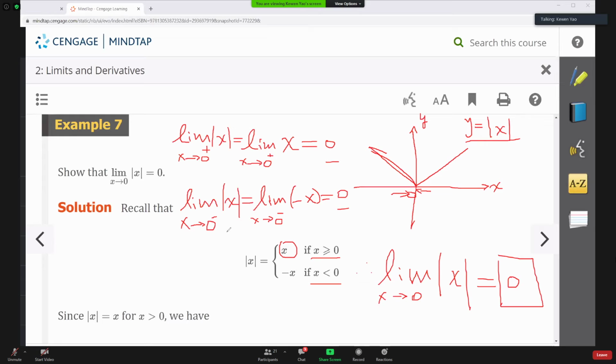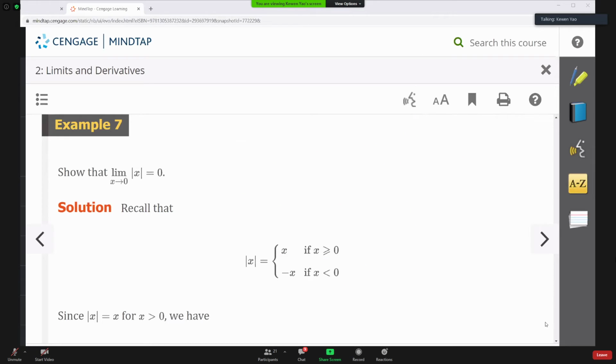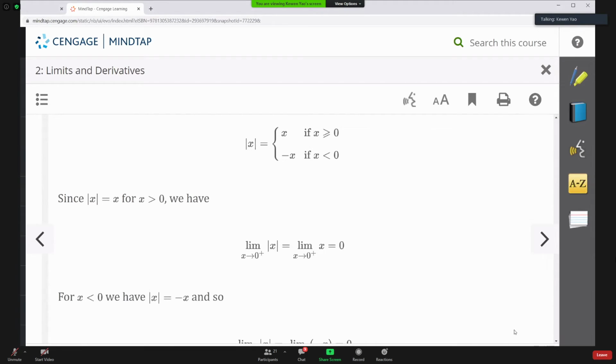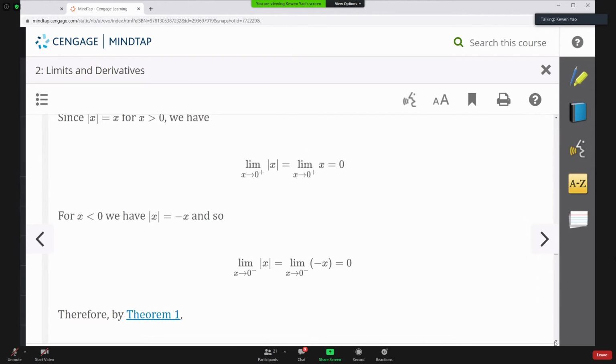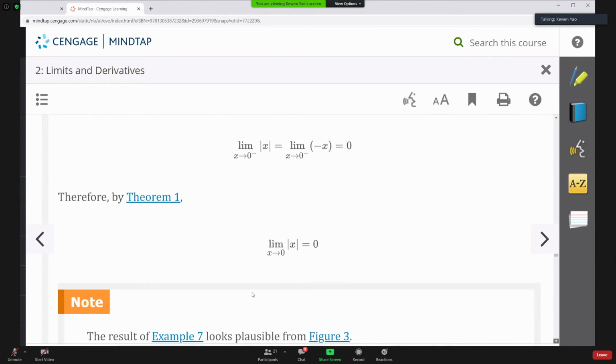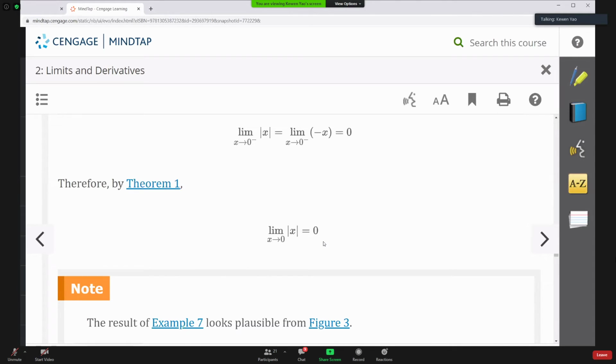So sometimes you do need the right limit and the left limit. The reason is that this is a piecewise defined function. So we have found the answer. The answer is 0. Easy, as long as you know how to handle it. The right limit is 0 and the left limit is also 0. So by using the above theorem, the two-side limit is 0. So we have done it.